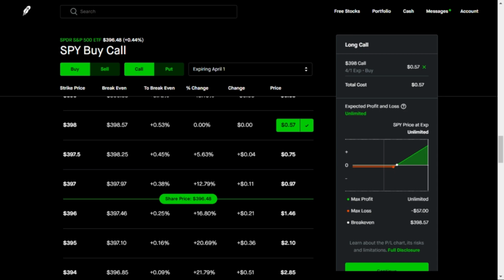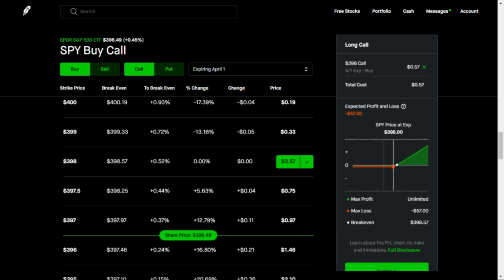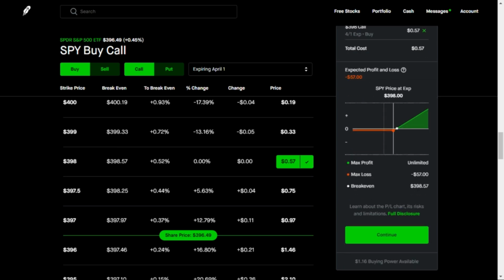This only shows you up to 402 or whatever, but it's unlimited. The Spider can keep going up and up and up, and you can keep getting profits. This is very simple, it's not a lot to it. And this is for buying a call.